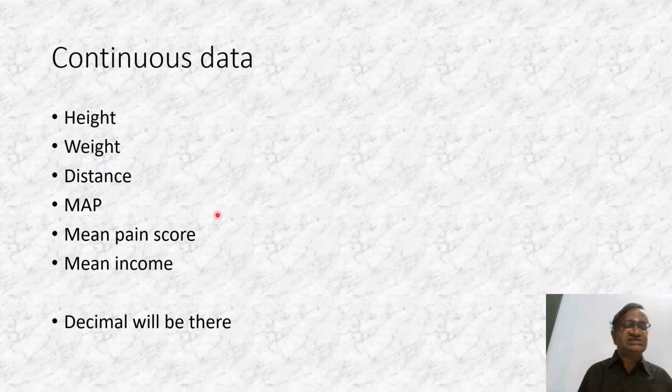Something like that: distance, mean arterial pressure, mean pain score, mean income. You are doing this now. The mean pain score is 4.2 plus or minus 1.2, the standard deviation. The decimal will be there in continuous data. It is quantitative data. It is not discrete. Decimal will be there. Number of students, correct, no decimal. But 1.2 plus or minus 0.1, so decimal will be there in continuous data. Height, weight, distance, mean arterial pressure.